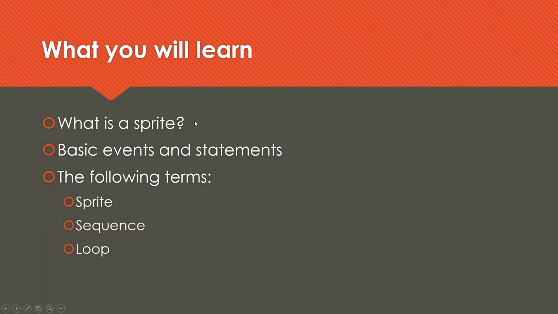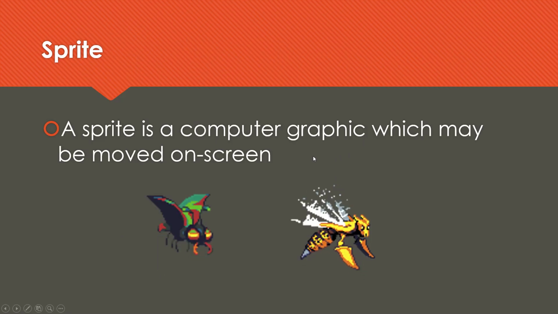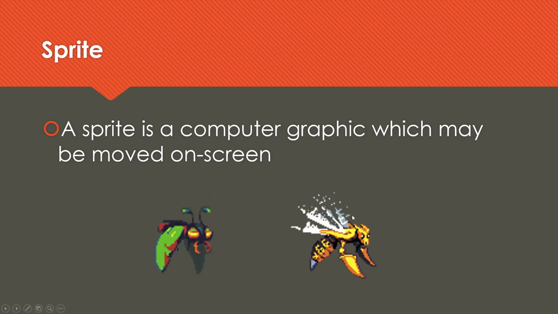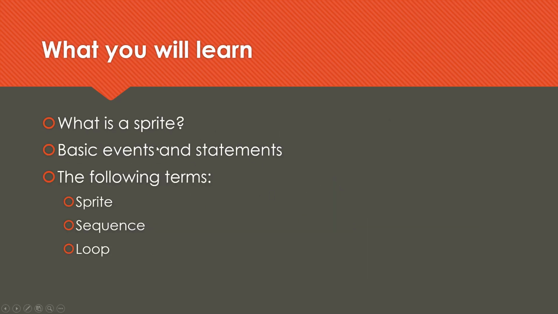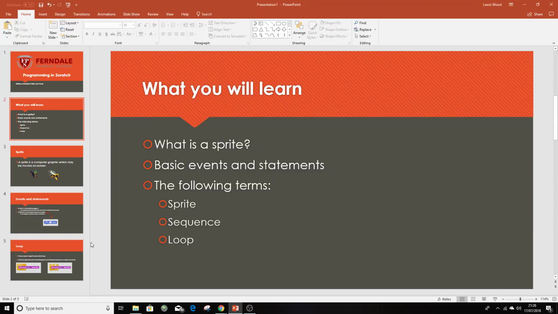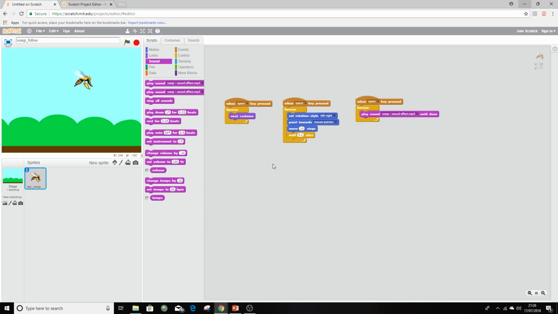We have covered what a sprite is. Well, that is a moving computer graphic. It doesn't have to be a character. It could be a box, it could be a table, it could be a lamp. Basic events. So if you press something, if you press spacebar, if you press a key, it will do a statement maybe. A statement is just a line of code that does an action, like move. The following terms, sprite we've covered. Sequence, it just does that code in order. And a loop will constantly do the same code over and over again.